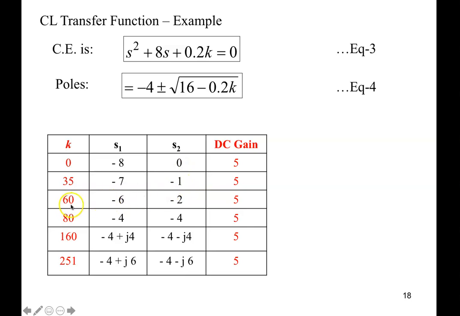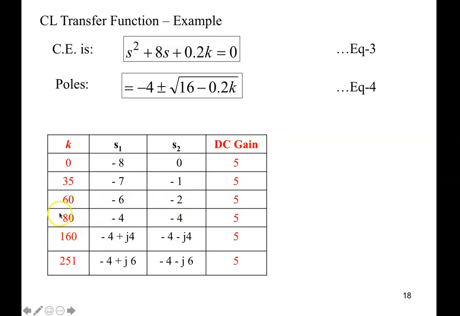Increase that further. If I increase the k value from 35 to 60, now 0.2 times 60, that gives me 12. 16 minus 12, that's 4. Square root of 4, that's 2. So minus 4 plus 2, that gives me minus 2. Minus 4 minus 2, that gives me minus 6. Right? So now I have 2 poles, one at minus 6, the other one at minus 2. Now this one becomes less negative, but this one becomes more negative.